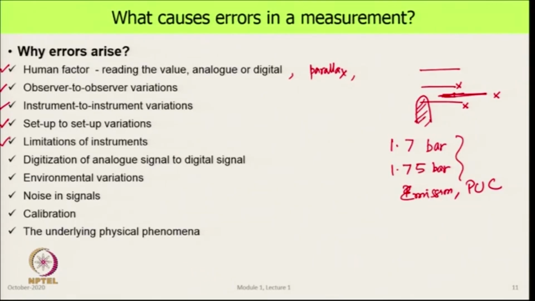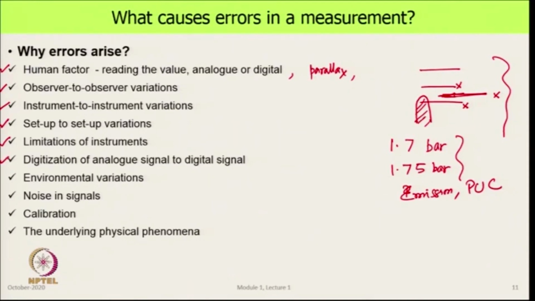Then there is the issue of limitations of instruments themselves. One example of that I just showed over here. Even digital instruments have this issue that when you look at it, sometimes the number keeps fluctuating, sometimes the number fluctuates a lot and very frequently. Then you wonder, what is the value that I am reading, and you make some compromise and take a number and say, well, that is the value, but then there is error associated with that.